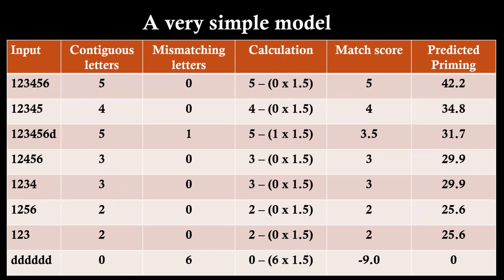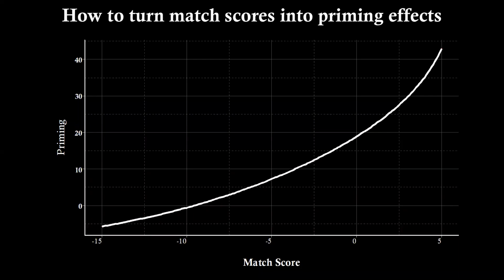I'm not going to go through each of the examples in the table, but I hope that just a glance will be sufficient for you to see how these calculations are very straightforward. It's easy to see how the values in the match column here are computed. It won't be quite so obvious how the predicted priming effects in this final column are computed, and I'm not going to explain the details of this now, except to say that some very straightforward assumptions result in a simple relationship between match scores and priming effects that looks like the following graph.